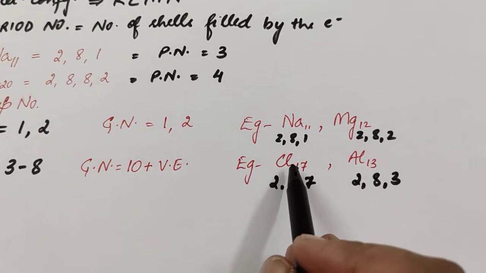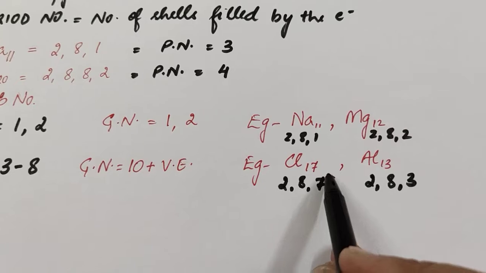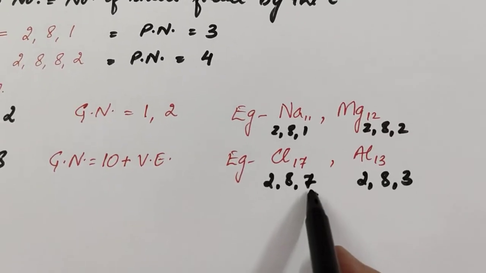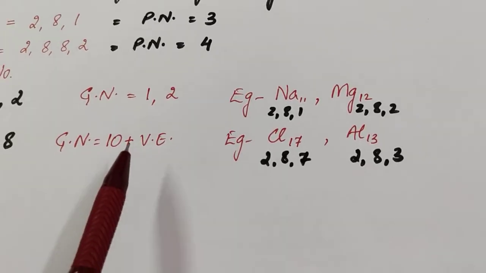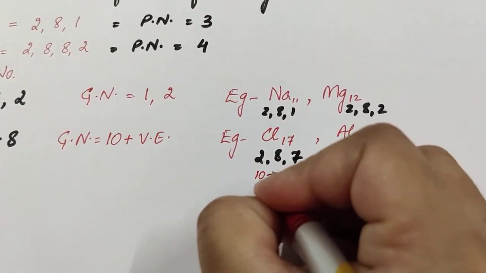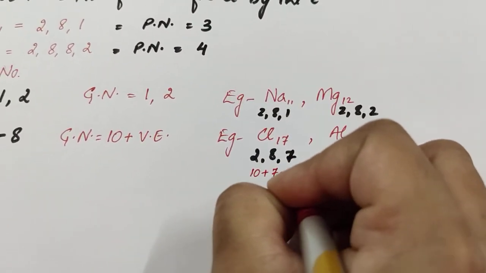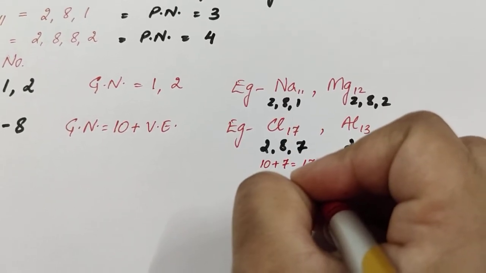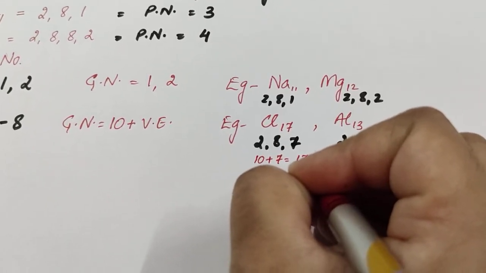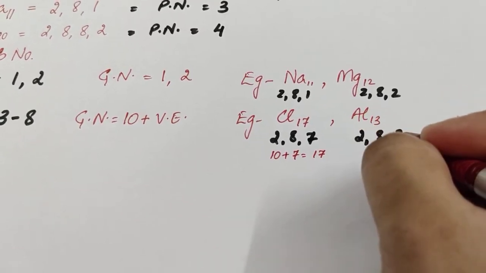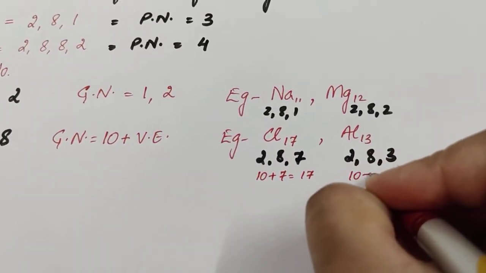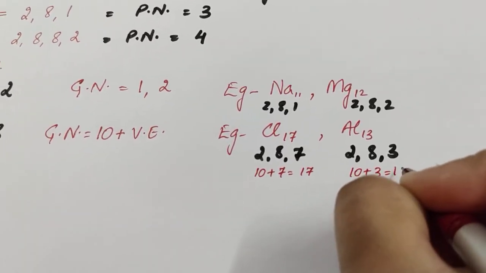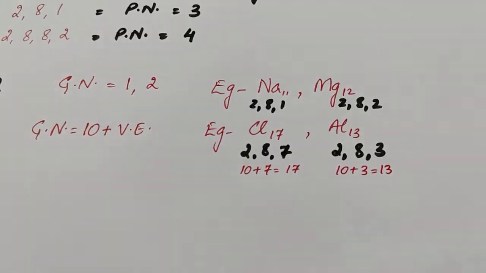Now chlorine's last valence electron count is 7. So I said 10 plus the valence electron, that will be 10 plus 7. That means chlorine falls in group number 17. For aluminium, the last shell has valence electron 3. So 10 plus 3 is 13.